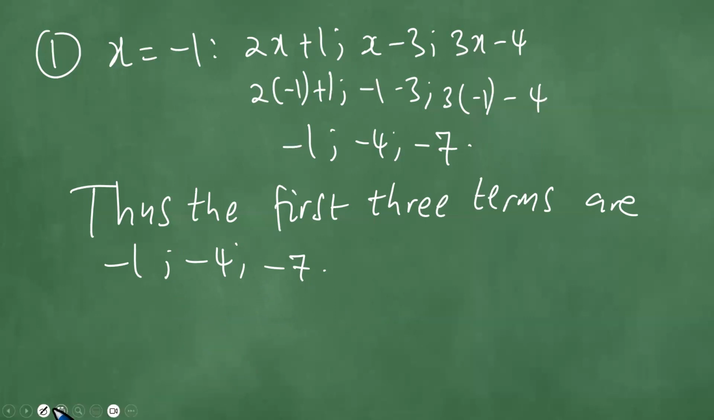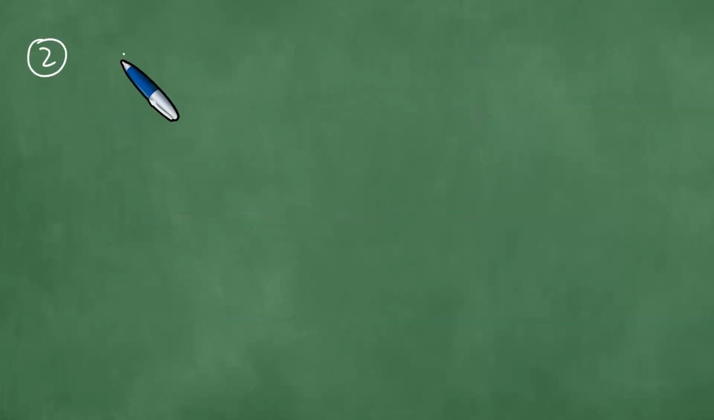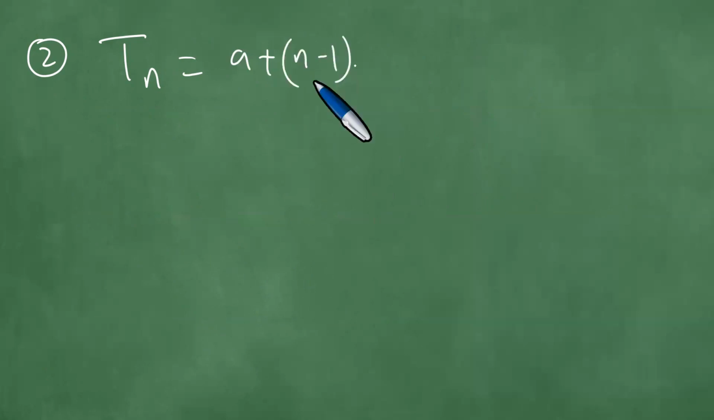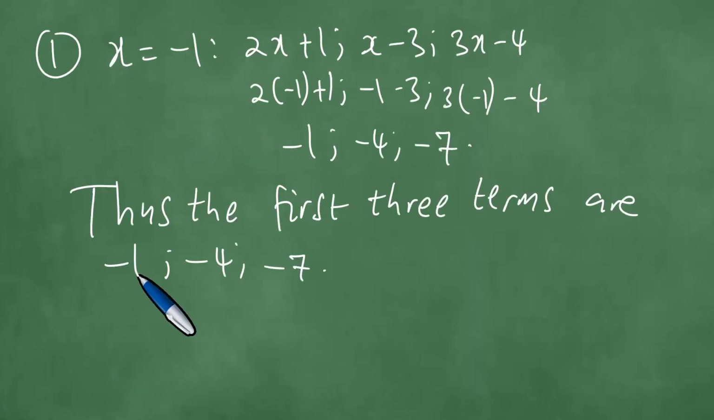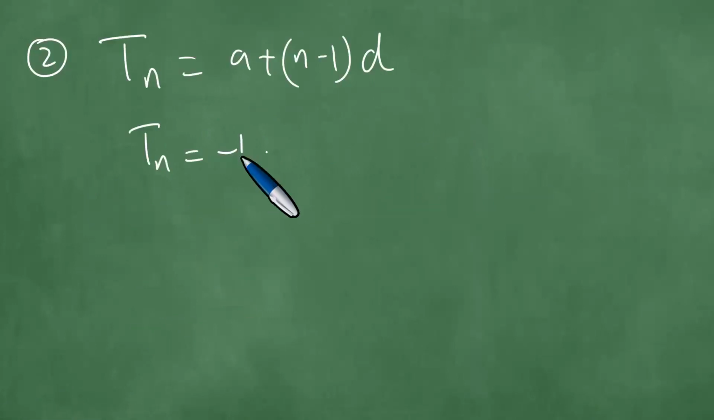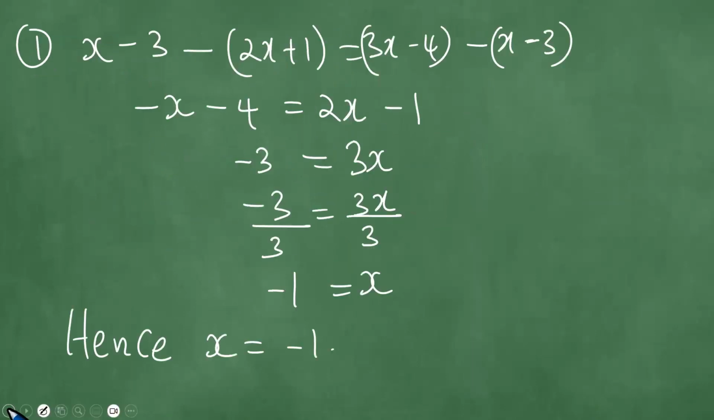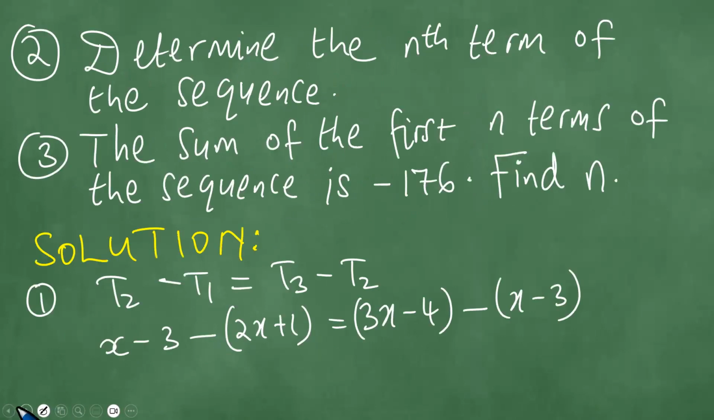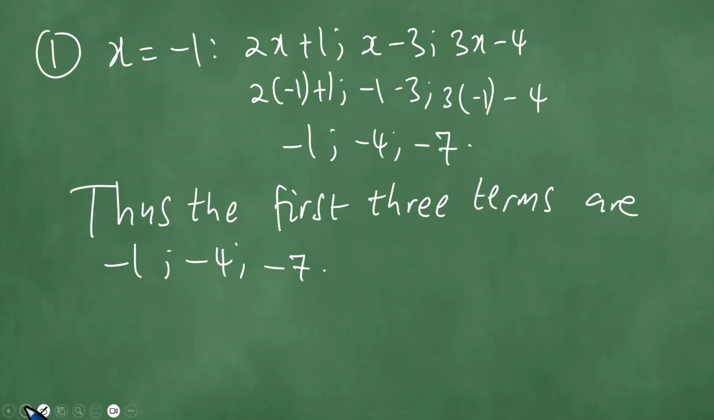The nth term. To find the nth term, we use the formula Tn equals a plus (n minus 1) times d. We understand that a is the first term. The first term is minus 1, plus (n minus 1) into the common difference. What is the common difference? The common difference is this minus this. What do you think it is?